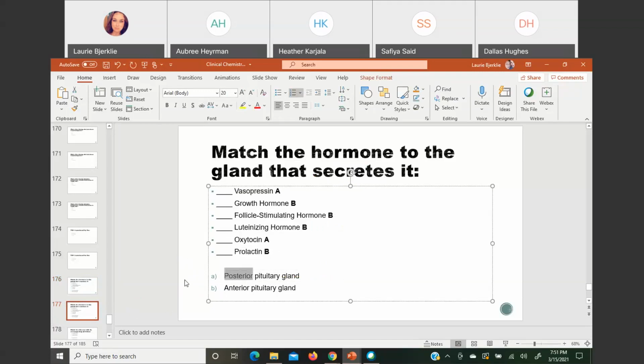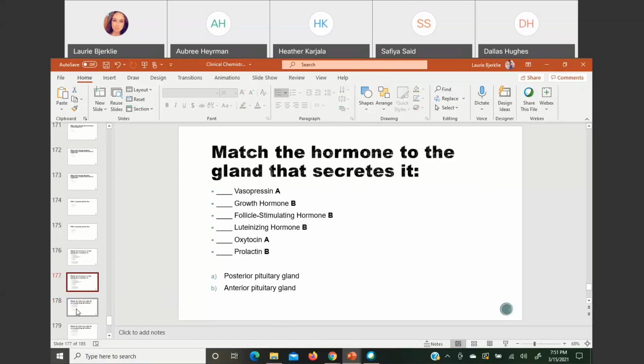And oh, they come from the posterior. See, I did have it backwards. It's been a minute. So those 2 are housed in the posterior pituitary gland. All the rest, the growth hormone, the FSH, the LH, and the prolactin, all come from the anterior pituitary gland. Again, it's kind of a memorization thing on that.